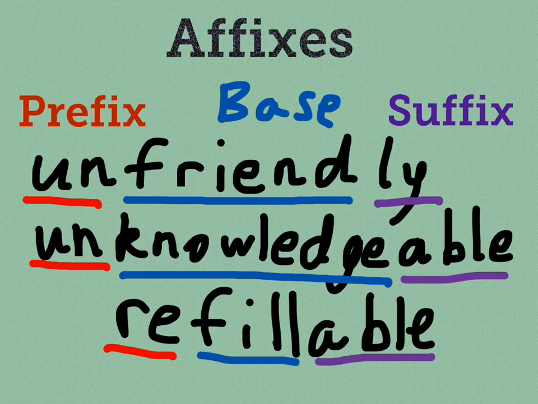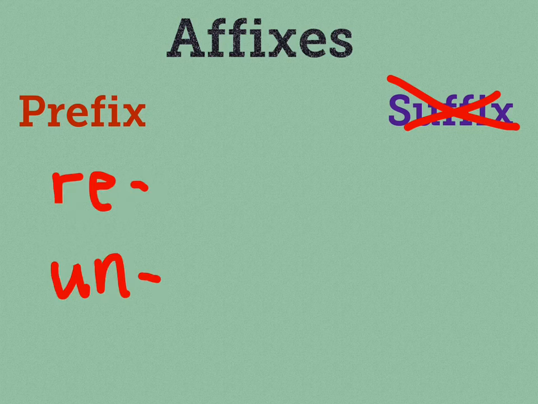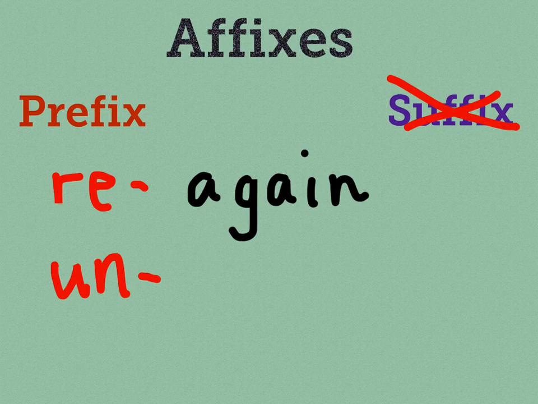So not all words will have both of these. In fact, mostly we'll just have a prefix or a suffix, but this gives you the idea of what the two of them are. And this week we're only going to have prefixes, which are re and un. And I already told you the meanings of these, but to review, re means again, and un means not.